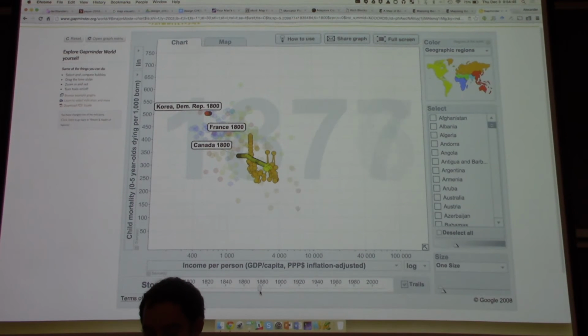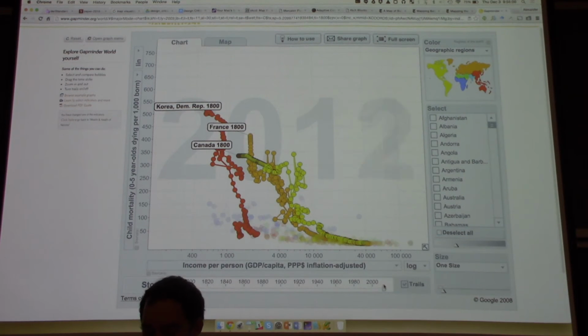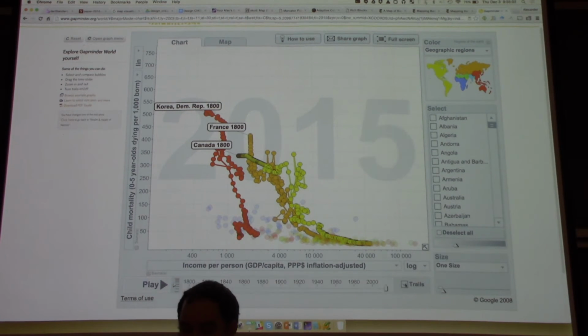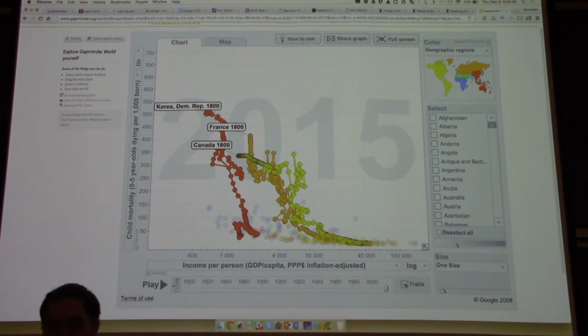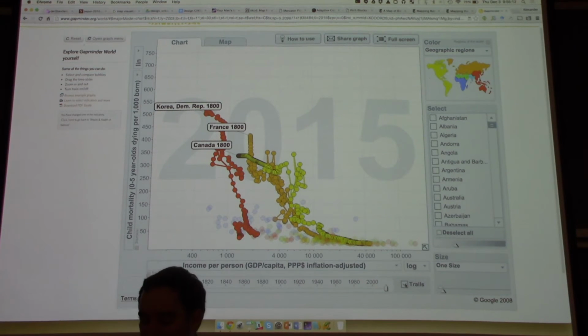And so you can see Korea remains pretty static here until the 1920s, and then suddenly it follows the path of France and Canada. So you can see that the child mortality in Korea is pretty similar to what you see in Canada or France, but income is not. So it doesn't seem to be strongly correlated to income.